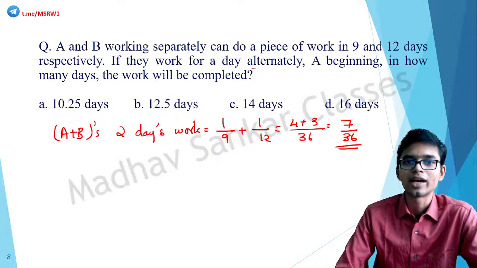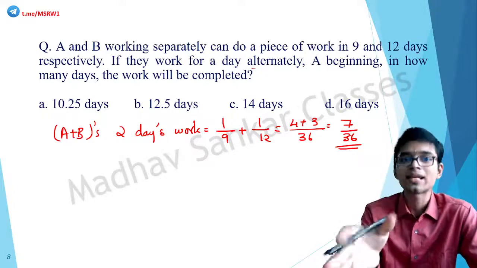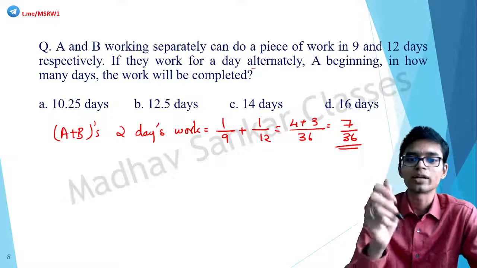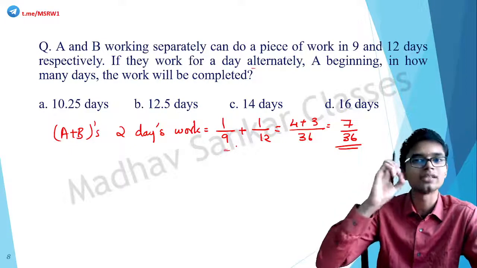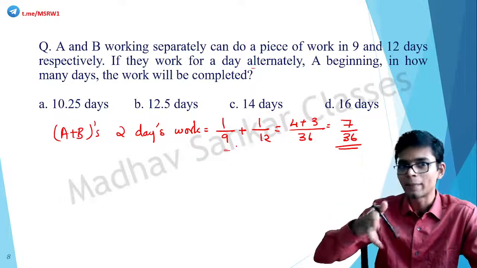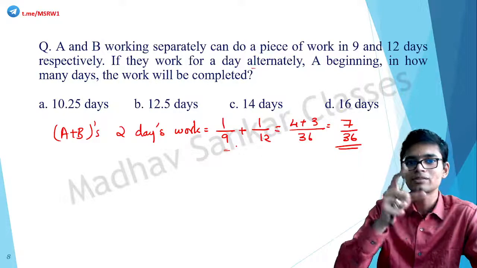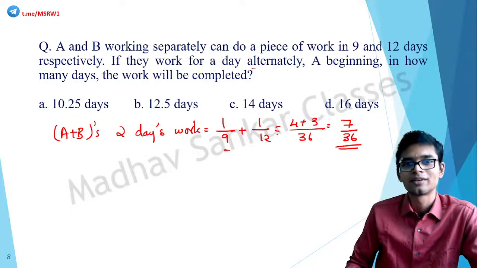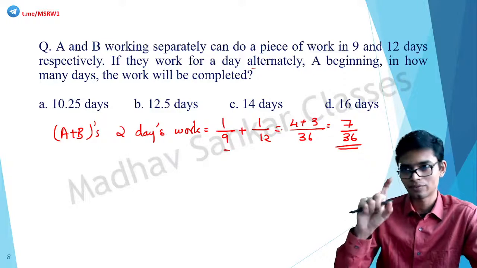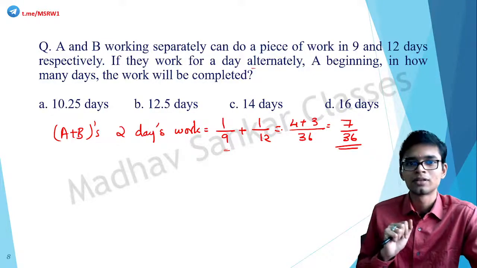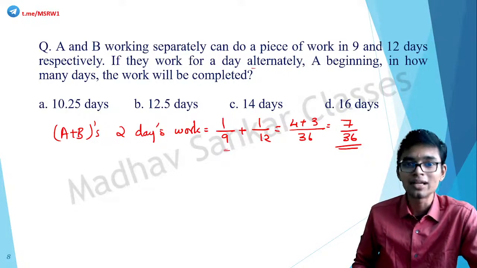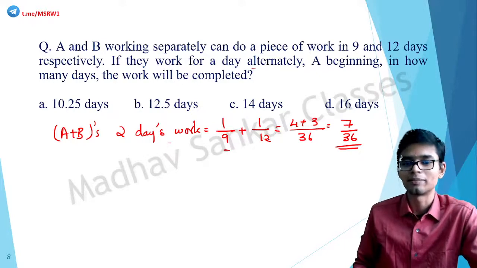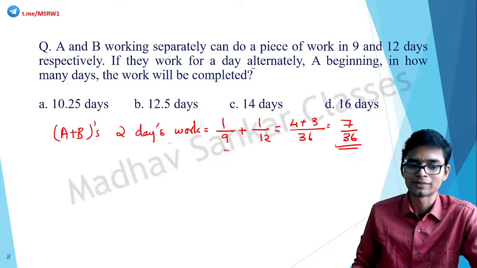Okay, we can do this. Why? Because A works on the first day, second day A does not come. So in effect, on 2 days, A's work is 1 by 9 only, because the second day his work is 0. Similarly, B comes on the second day, but B does not come on the first day. So on the first day, B's work is 0. So in 2 days, B's work remains the same, 1 by 12 only. Got it? Because on the other day it's 0. So only the one work is counted. So instead of taking A plus B's work on 1 day, we take A plus B's 2 days work. That is 1 by 9 plus 1 by 12 is equal to 7 by 36.